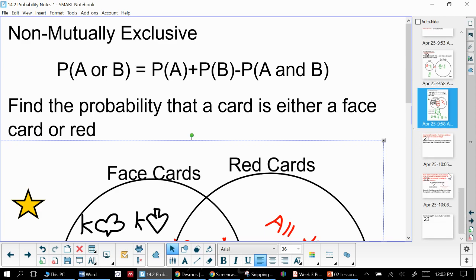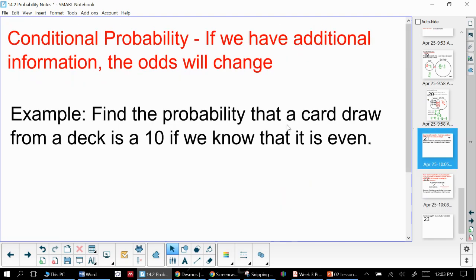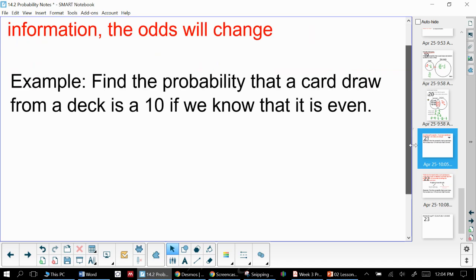Okay, now we've got one last thing here. Conditional probability. This is going to be a situation where we have additional information that changes our probabilities. And so here's just kind of a simple example, and then I'll show you the formula if you want it. So find the probability that a card drawn from a deck is a 10 if we already know that it's even. And so what this does is we get some extra information, and we just have to take that into account.